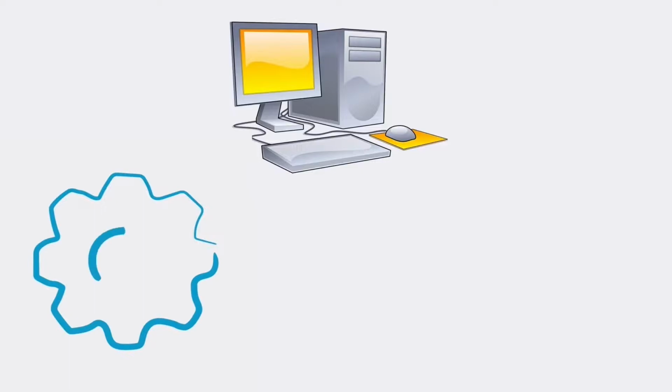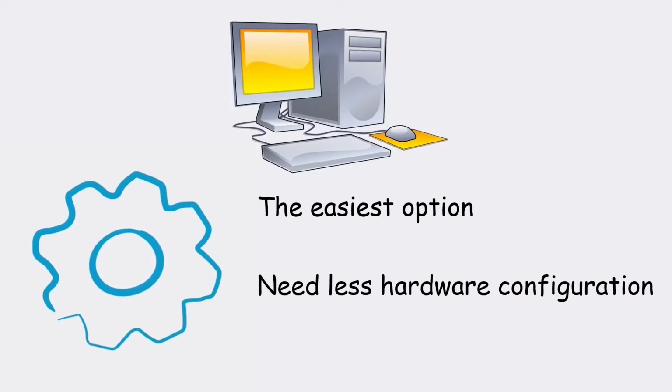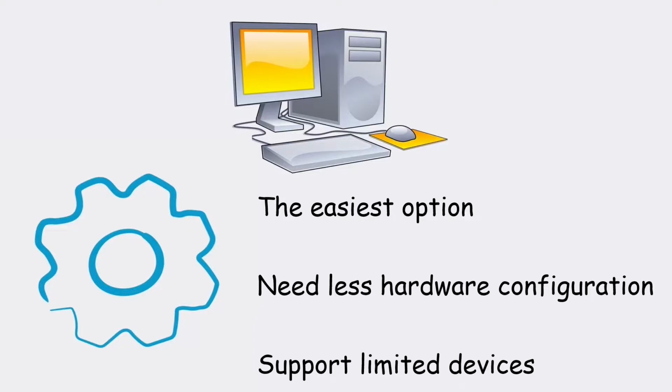The first option is the easiest. It does not need any additional configuration. If you want to create only small networks or add only some Cisco devices to your network, you should use this option. This setup needs less hardware configuration but supports limited devices.